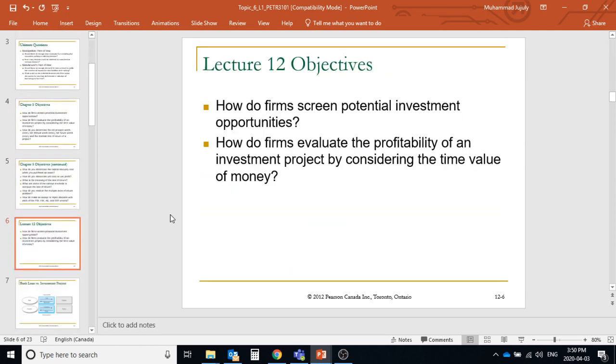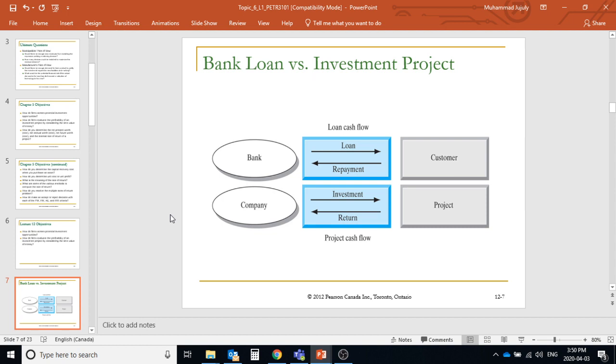So the first thing we have learned is bank loan versus investment project. What does a bank do? A bank gives loans to customers. And what does a company do? A company invests in a project. So this is the loan cash flow, and this is the project cash flow.